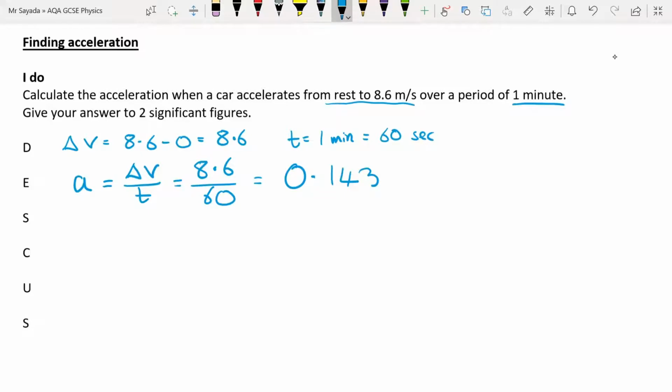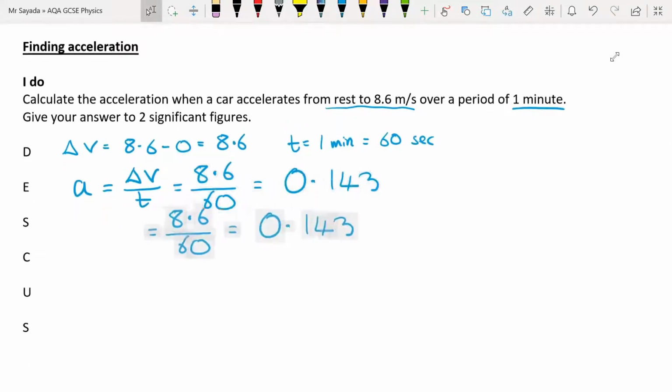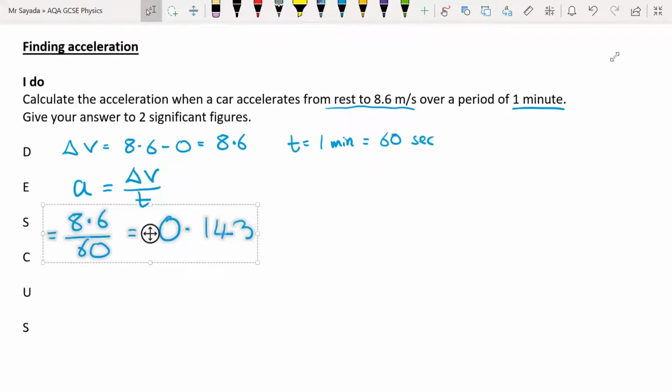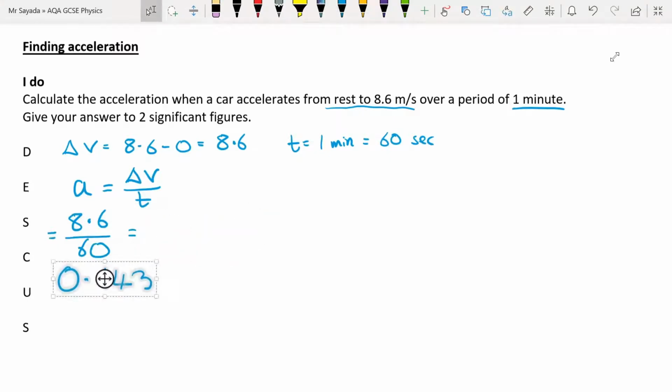Now you might be wondering, what are all these other sections? S, well, S is substitution. So what I did over here, I should have actually done on the next line where it says S. So that should be S. And then the actual calculation, which you can always do on a calculator, should be where C is. So D is the data, so you write down the data. E is the equation, you write down the equation. S is the substitution, where you replace each of the letters with the number. C is the calculation. U stands for units, so I need to remember to write down the units. So I'm finding acceleration. What are the units for acceleration?